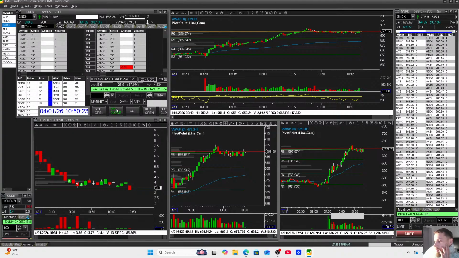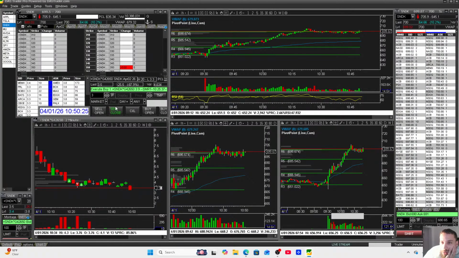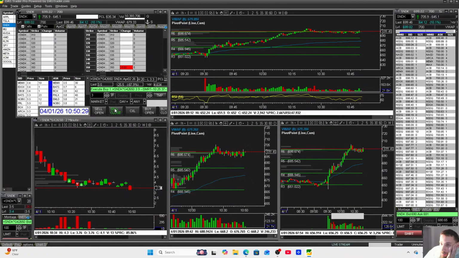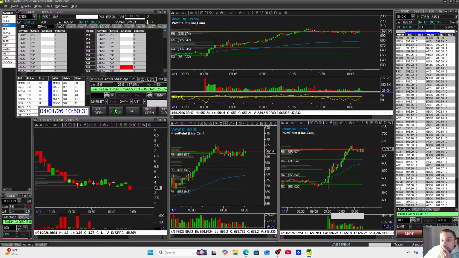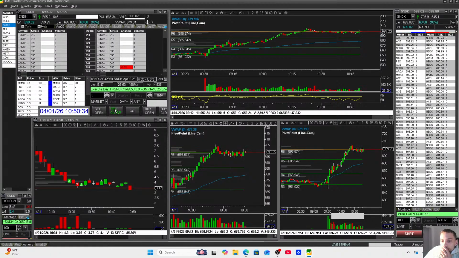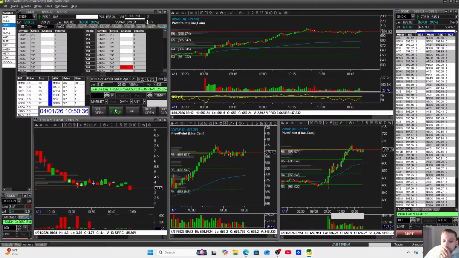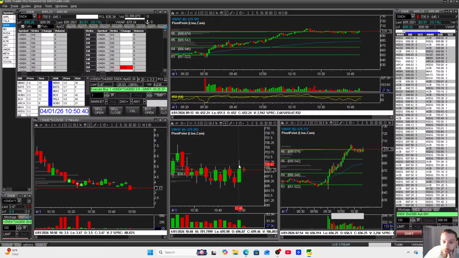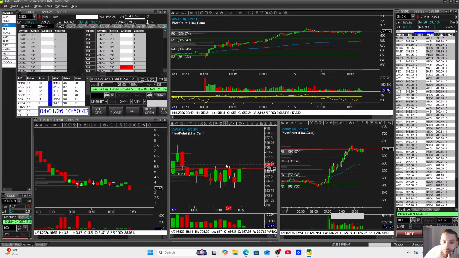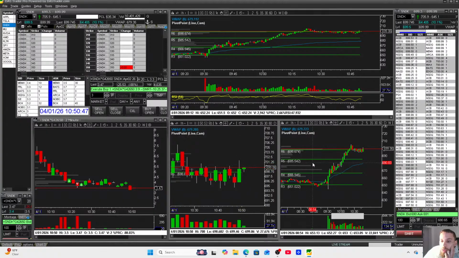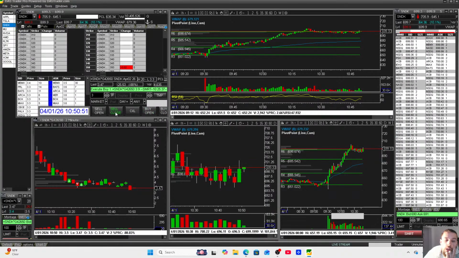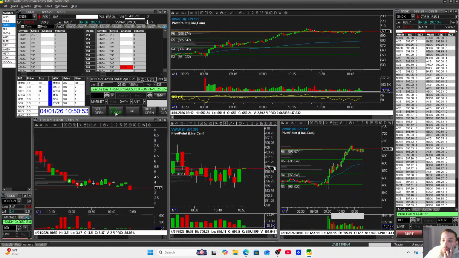Keys are testing R4 here. Decent volume there, waking the shorts out. There's lots of shorts that were in this area. See, it came out, squeezed them. Let's see if price is going to squeeze up here, squeeze me out as well, or if we're going to pull back.